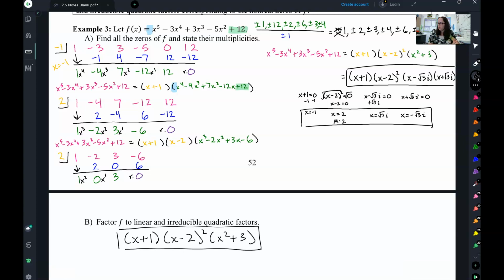So that is all for this example. In the next example, we're going to do the same thing with something to degree 4. So more practice, and this time I'm actually going to give you one of the roots.